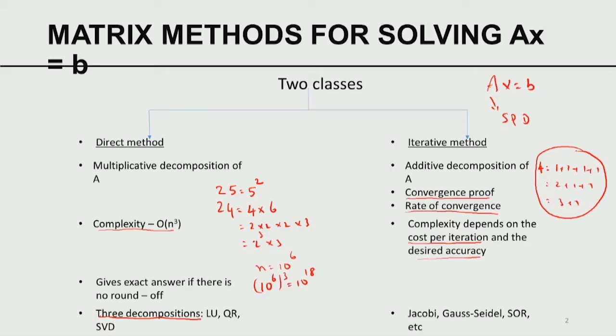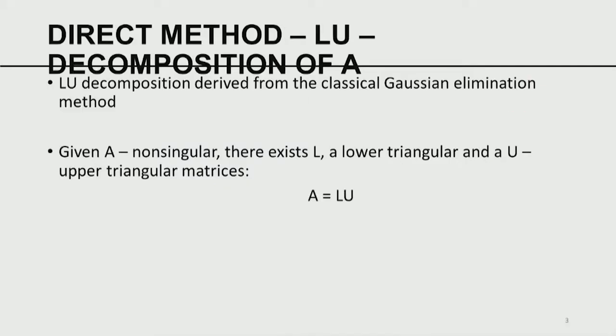Some of the methods of the iterative type are called the Jacobi method, Gauss-Seidel method, and successive over-relaxation methods. These iterative methods are easy to program. The total cost depends on how much it takes for you to perform one iterative step. The number of iterative steps depends on the total desired accuracy. So these are two competing methods one can utilize to develop program systems for doing data assimilation.